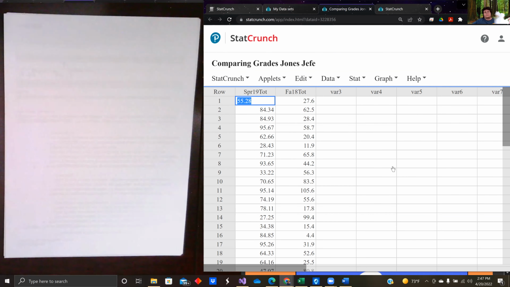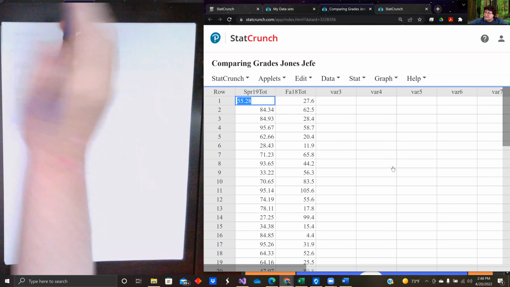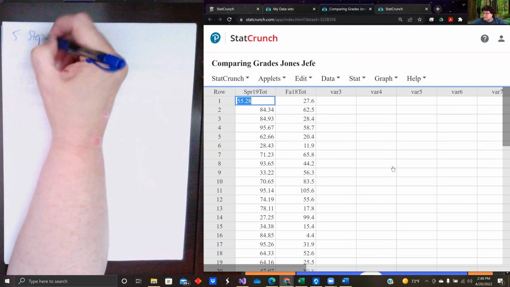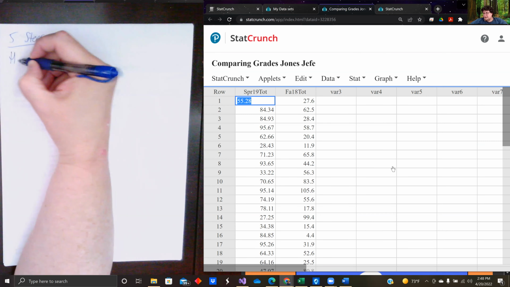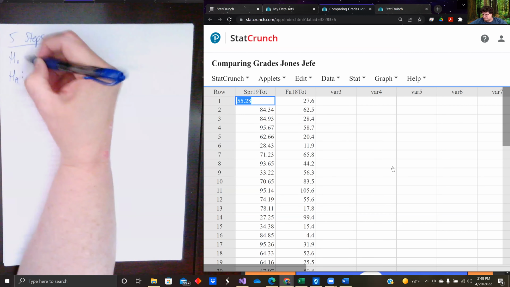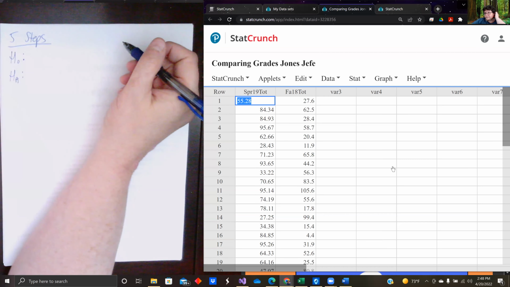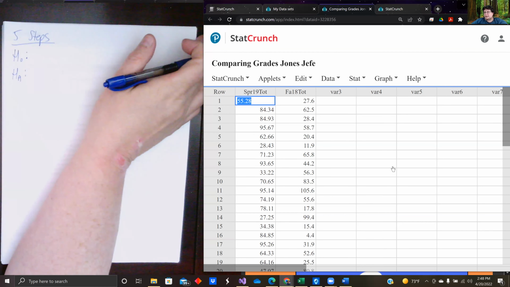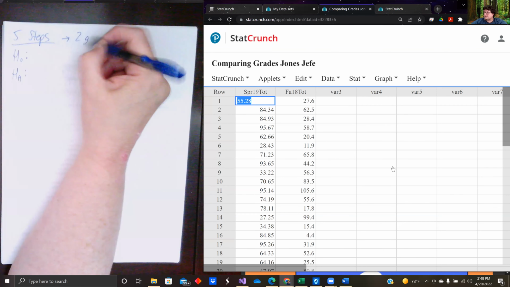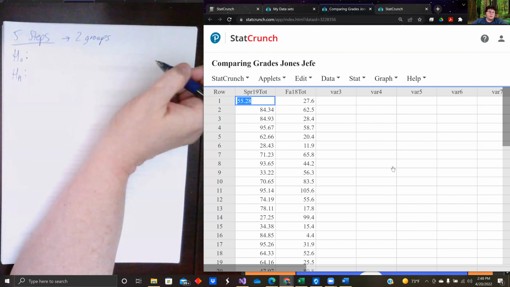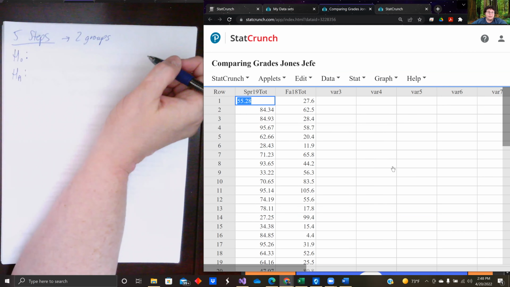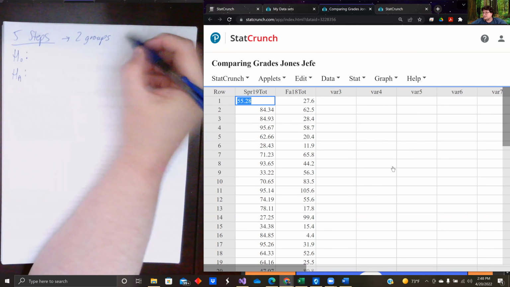So let's talk about our steps of the hypothesis test. If you need it up longer, just shout. We got our 5 steps. H naught, HA is the first step. And we clearly have 2 groups. They're independent, other than they're taught by the same instructor at the same school. The students are different students. So they're independent.